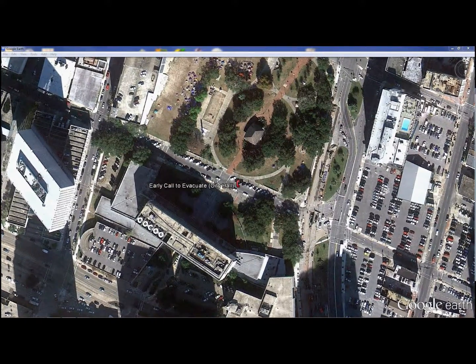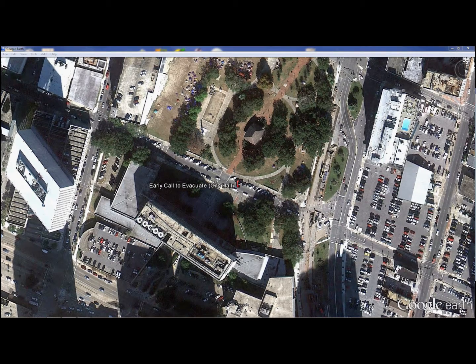With an early call to evacuate, people will be given sufficient time to prepare themselves and leave their properties and businesses. In previous instances, this has been delayed due to poor decision making from the local authorities. The evacuation plan should explicitly state the importance of an early evacuation call.